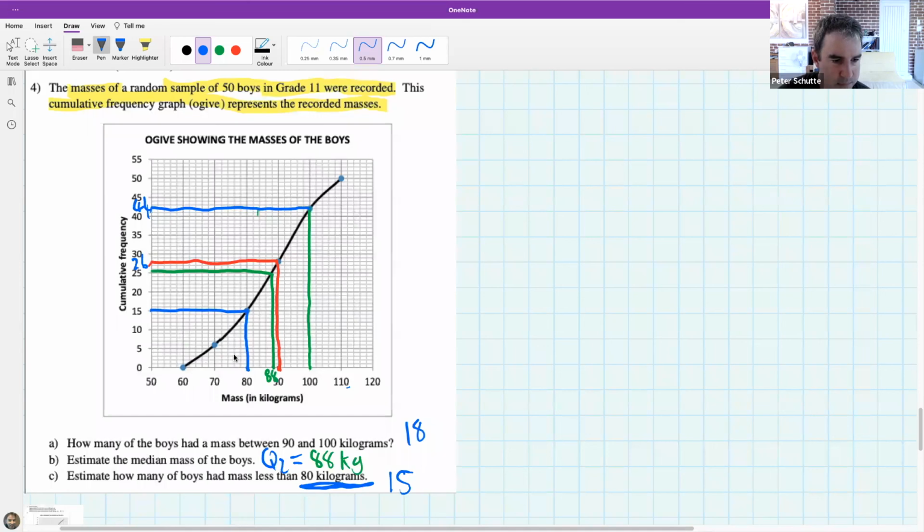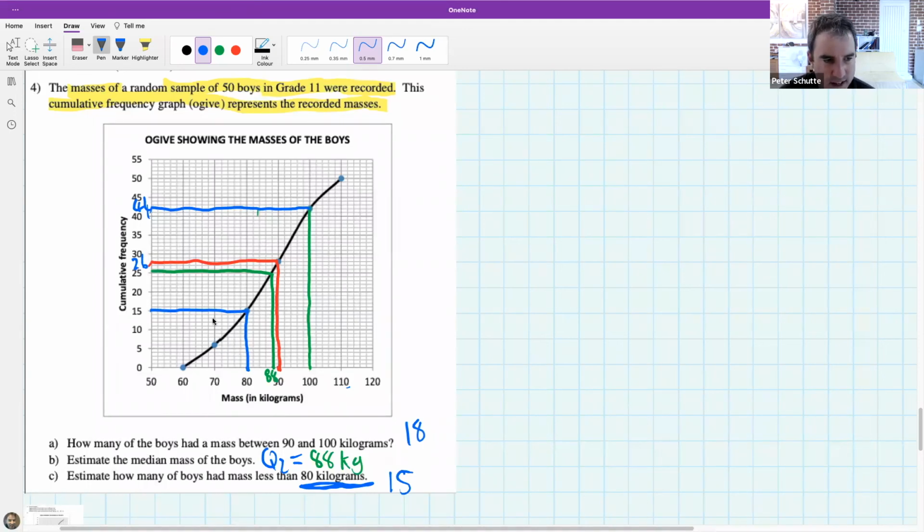Whereas if we look at something like 90, if we follow the red line up and we get to 26, we know there are 26 students who weigh 90 or less. So that's what it's telling me.